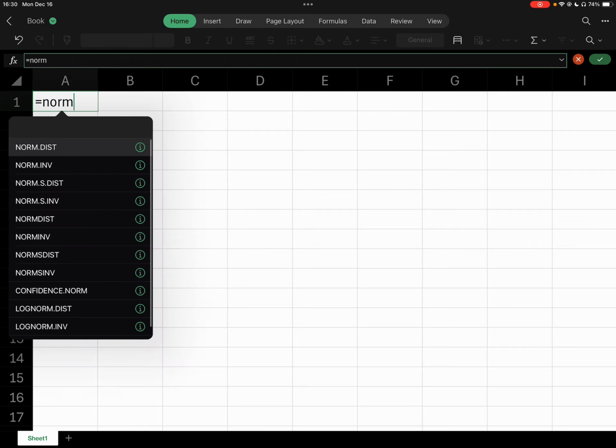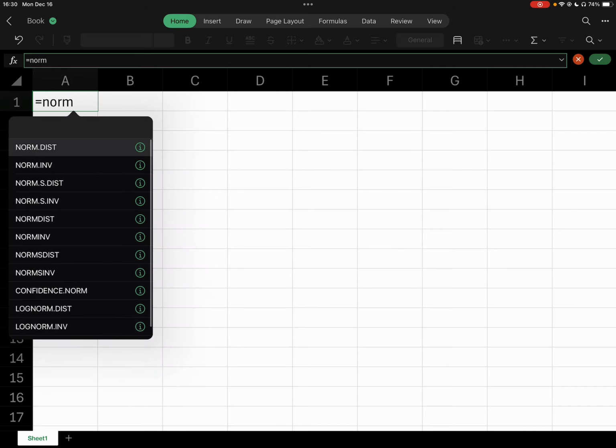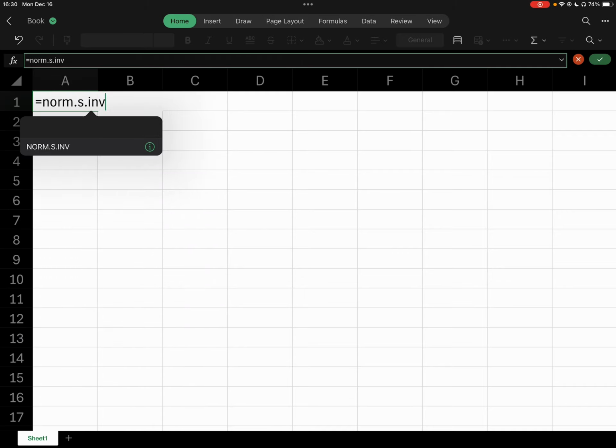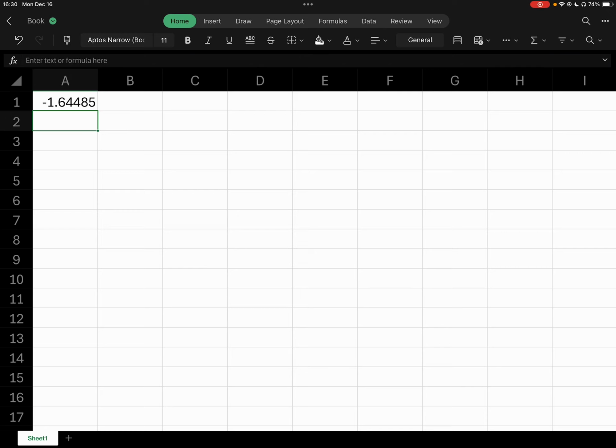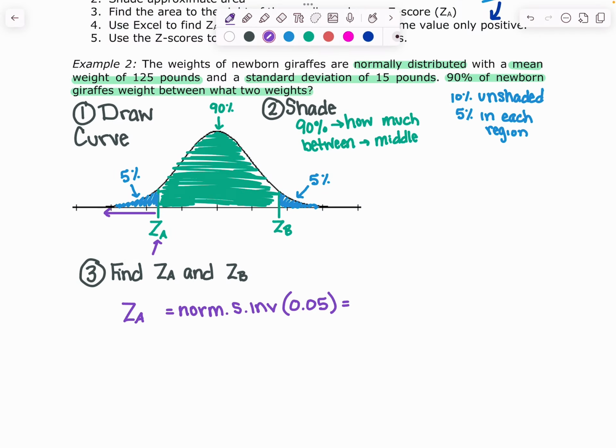Equals norm.s.inv, oh, forgot the S, .s.inv for inverse distribution, 0.05, and enter. Negative 1.64485. I'm not going to use all those decimals though. Negative 1.645.